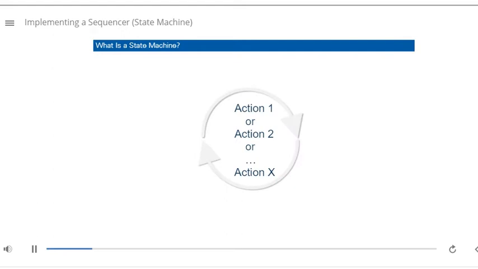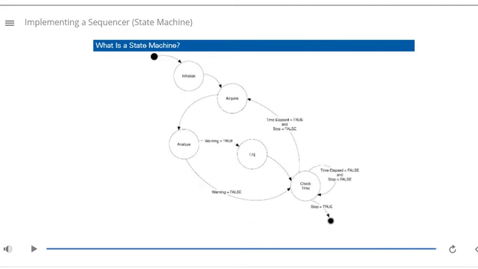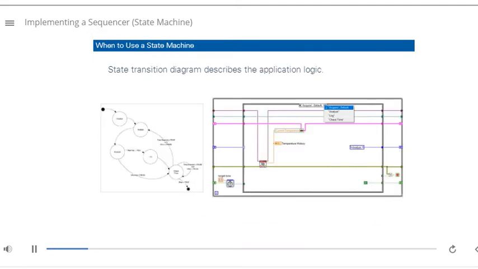A state machine is a common design pattern that usually has an initialize state and a shutdown state, along with other states. State machines implement algorithms that can be explicitly described by a state transition diagram. If your application logic can be described by a state transition diagram, you should use the state machine design pattern to implement your application.